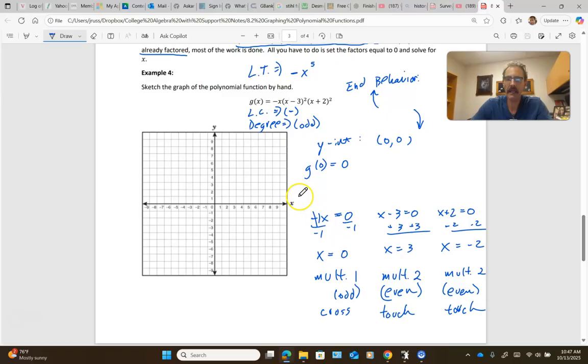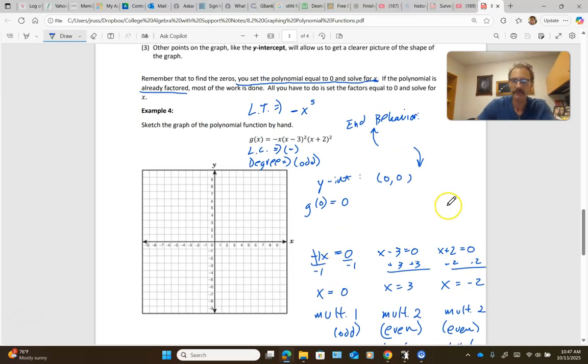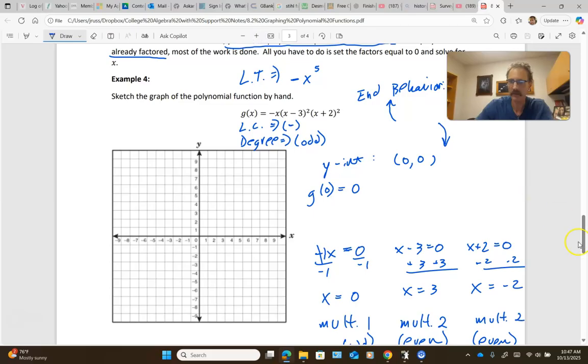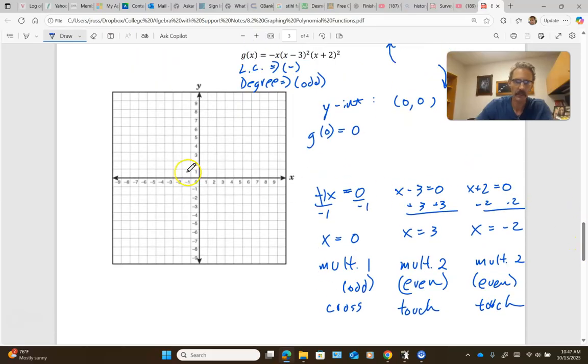Alright, now to sketch this by hand, what you would do is literally plot these zeros, or x-intercepts. Let me zoom in. You're going to have one right here at 0. This is also the y-intercept as well. You're going to have one at 3. You have another one at negative 2. So this 0 is not just serving as a 0, but also as a y-intercept.